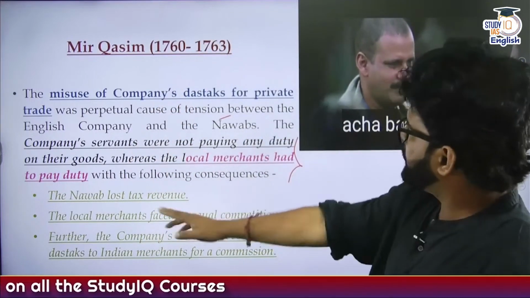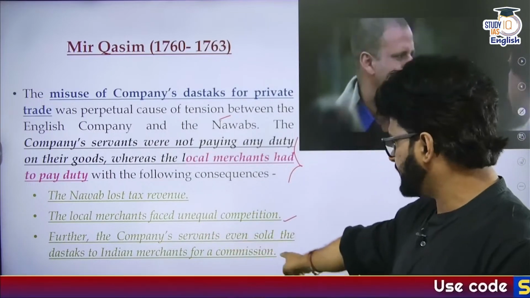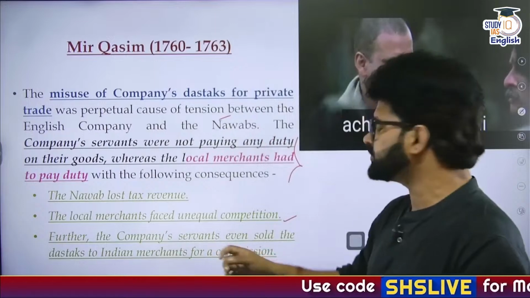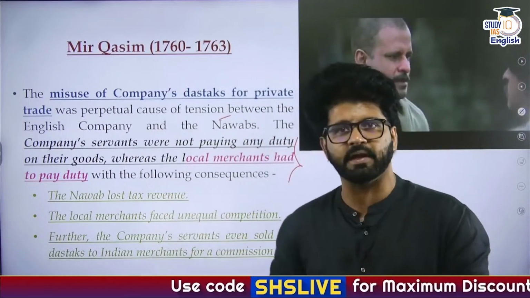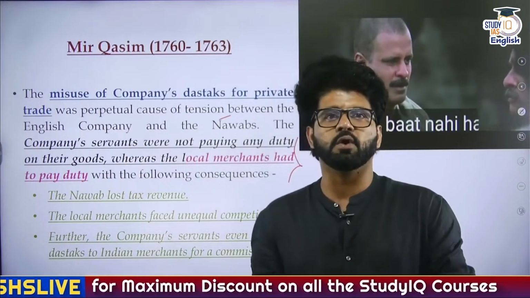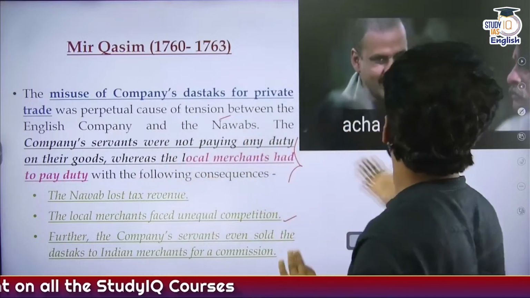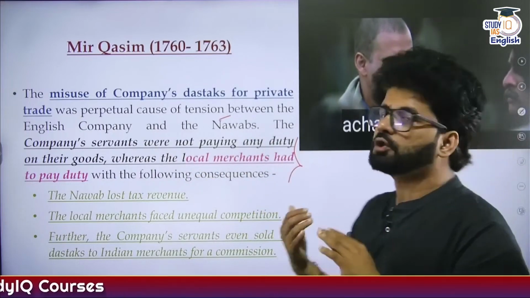So yeah, the Nawab lost tax revenue, and the local merchants faced unequal competition. Further, the company's servants even sold dastak to Indian merchants for a commission. All these things are happening, and Mir Qasim is like, dude, I have to do something. I am the Nawab of Bengal, yaar. I am paying EIC whatever they are asking from me. Even then, all these things are happening, and they're not listening to whatever I'm saying.